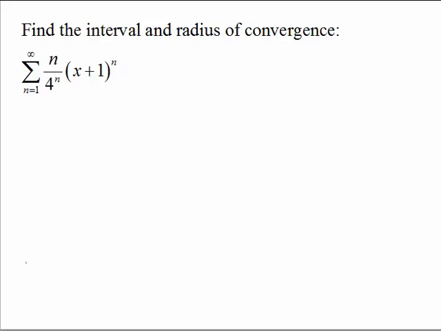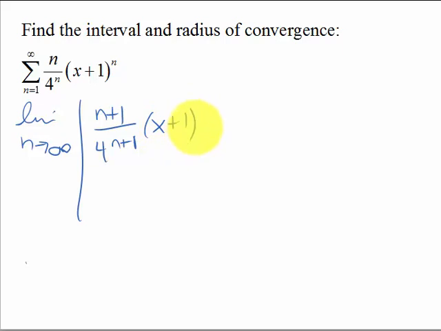So we want to find the interval and radius of convergence of this power series. So let's go ahead and apply the ratio test. We're going to look at the limit as n goes to infinity of the absolute value of, first, we're going to take the n plus 1 term. So we put n plus 1 in everywhere we see the n. And then we're going to divide that by the nth term.